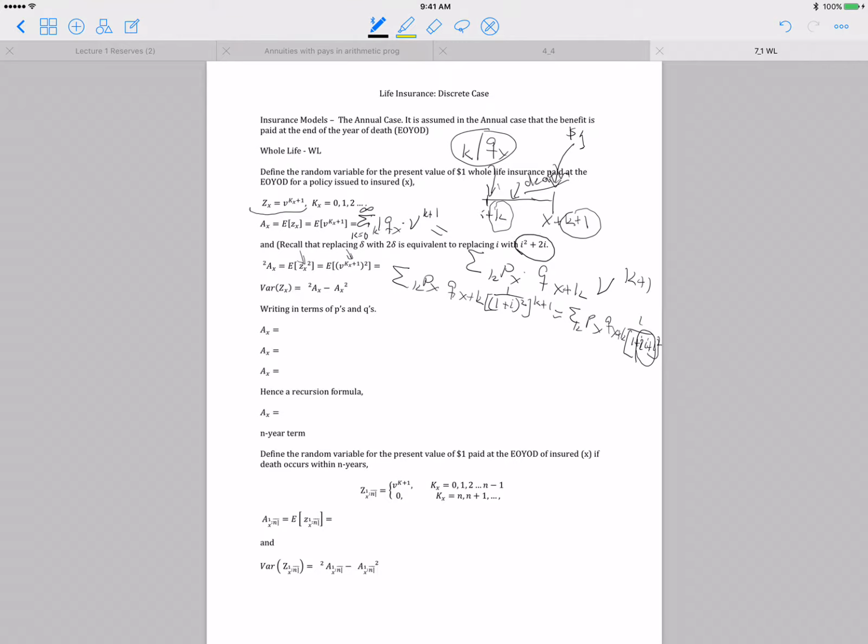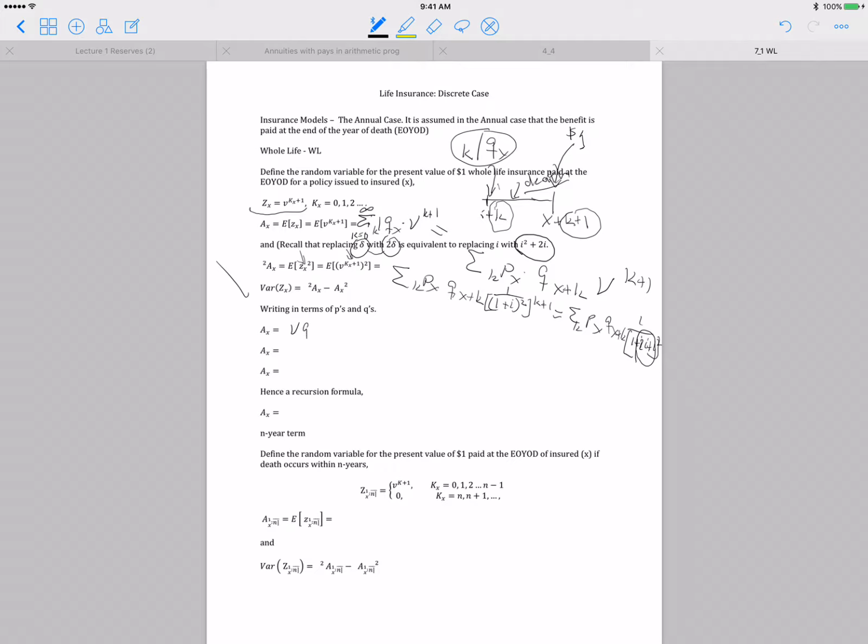Now if we were using a continuous force of interest, if you recall, when we take the second moment, we replace delta with 2 delta. So that's the difference between working with a continuous force of interest and an annual effective rate when we're dealing with the second moment. Again, the variance of Z is the usual. It's just the second moment minus the expected value of the variable squared. And we can write these in terms of p's and q's, and we should, rather than the summation notation.